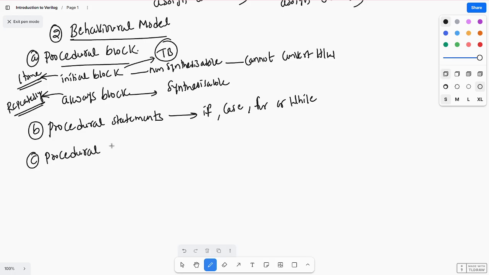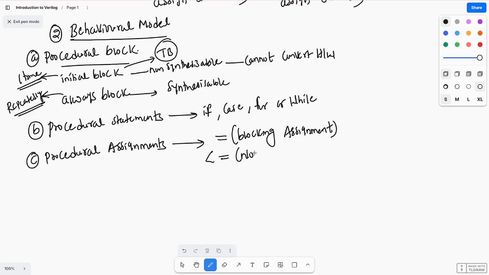And procedural assignments. There are two types. These will update the variable. One is blocking assignment, and the next one is non-blocking assignment. So blocking assignment is what?